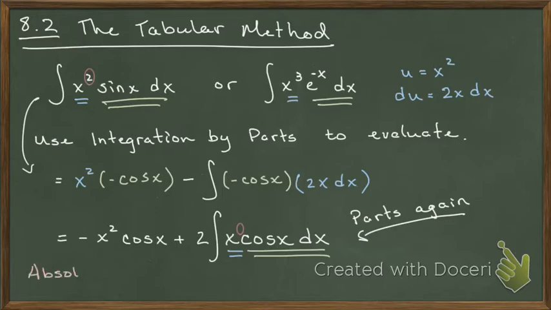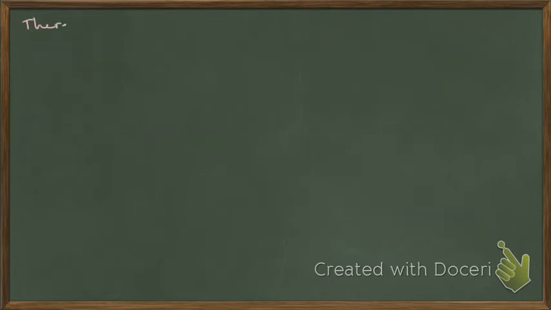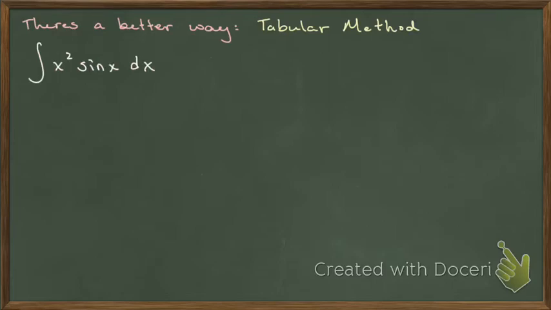So again, we can absolutely do this. But there's a better way. There's absolutely a better way to do this, and it's called the tabular method. It's a nice little way to set up integration by parts when you've got high powers of x that are eventually going to terminate if I take enough derivatives. So I'm going to set this up using what I call the tabular method.